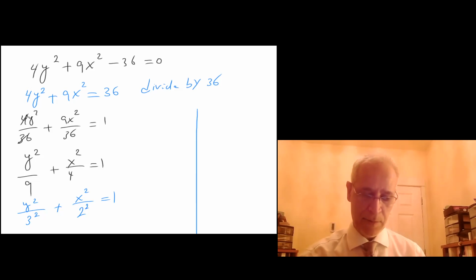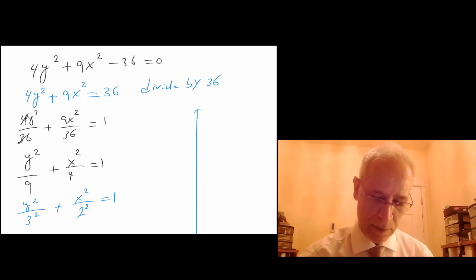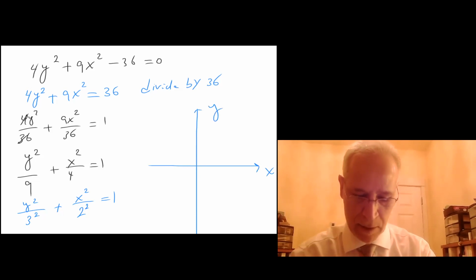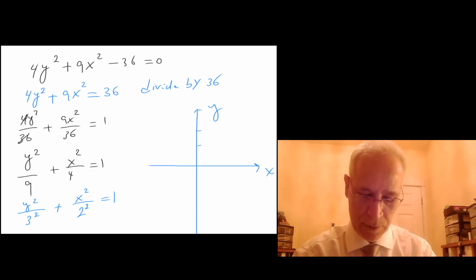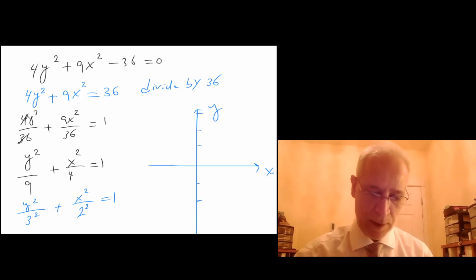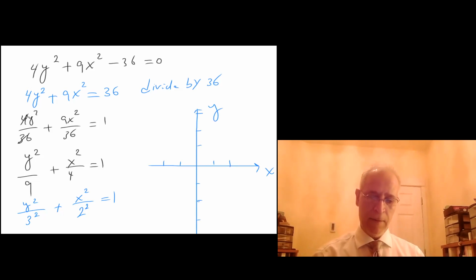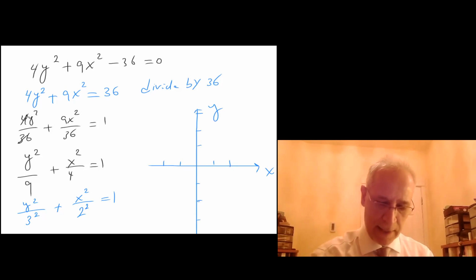So my major axis is going to be along the y-axis. The minor axis is going to be along the x-axis, x and y. So go 3 up and down, 1, 2, 3, 1, 2, 3, and to the right and left 2, 1, 2, and 1, 2. And so this one is not as skinny.